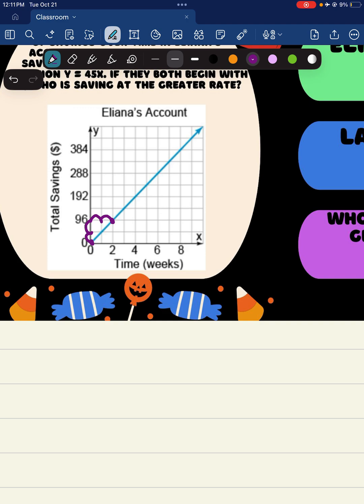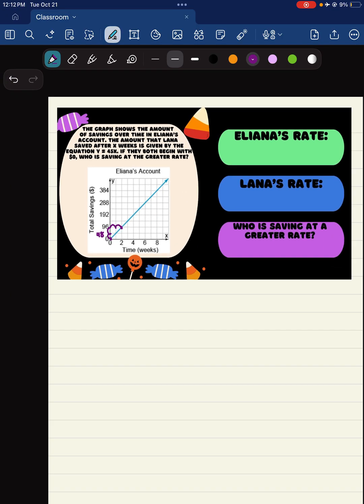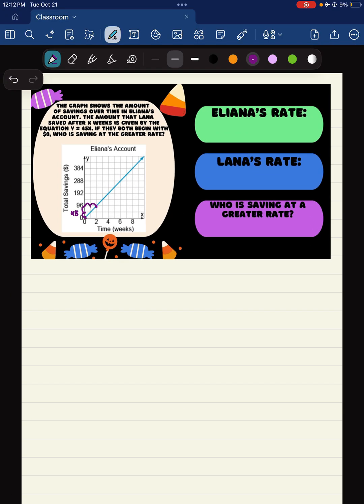what is my scale here? So that's 96. So half of 96 would be 48. So in between there is 48. So I went up 96, right? And then I went over 2. Does that simplify at all? It does. 48. So Eliana's rate is 48. We could say dollars per week.